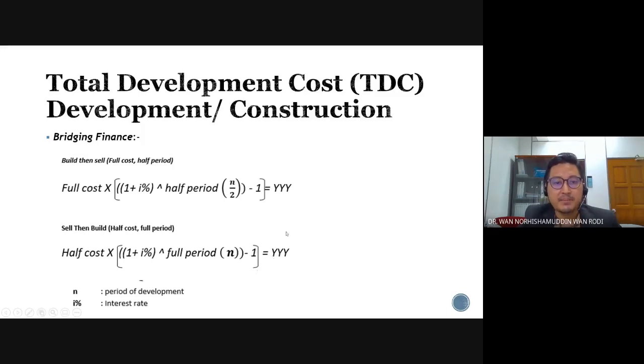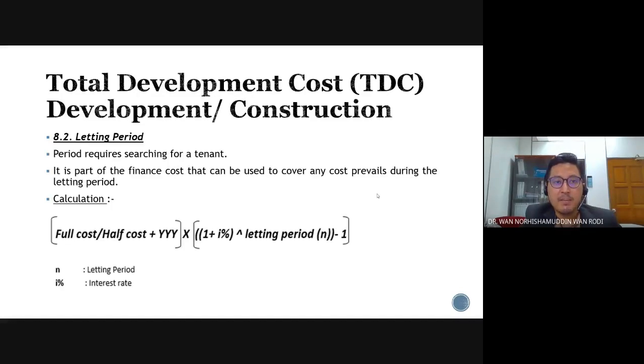payment to the bank. So you need to remember, because some of the questions in examination or assessment will ask you to estimate the build then sell or sell then build. So don't mix up between both types of project. This one is for bridging finance.